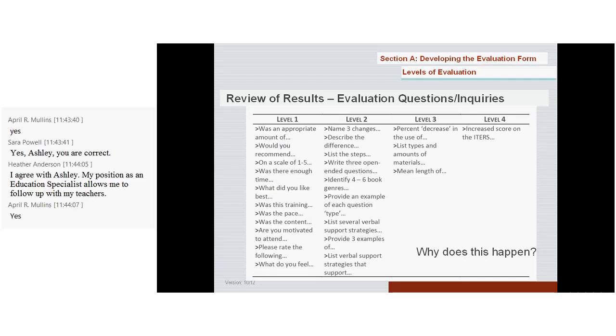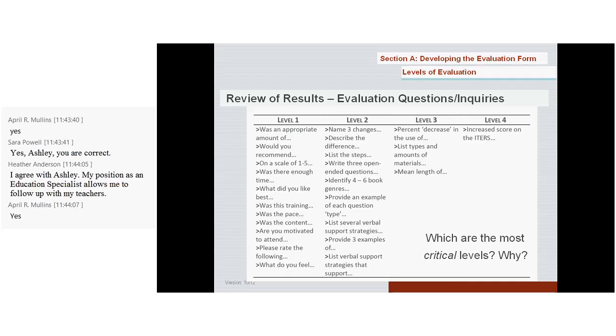Some people do have that opportunity to follow up and are doing that. That's terrific. So here's the last question. I'm asking, which are the most critical levels of evaluation and why? What do you think?